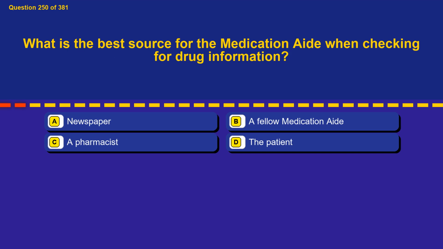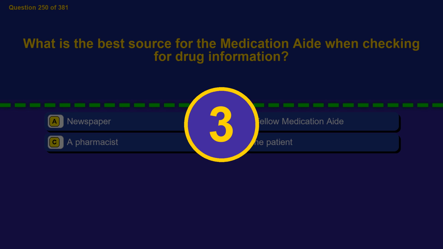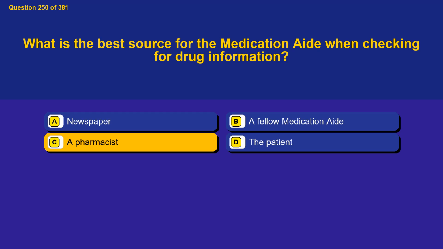Question 250. What is the best source for the medication aid when checking for drug information? Option A, a newspaper. Option B, a fellow medication aid. Option C, a pharmacist. Option D, the patient. The correct answer is option C, a pharmacist.